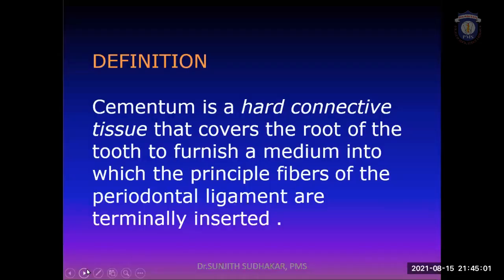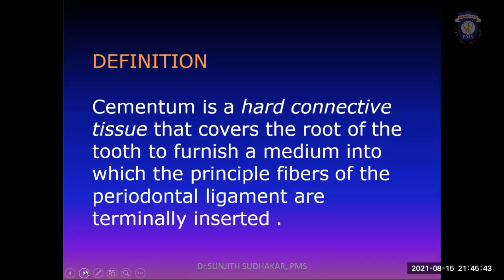So what is Cementum? By definition, Cementum is a hard connective tissue that covers the root of the tooth to furnish a medium into which the principal fibers of the periodontal ligament are terminally inserted. As per the definition, Cementum is a hard connective tissue which covers the root of the tooth. The crown is covered by the enamel, whereas on the root, just above the dentine, the root is covered by the hard connective tissue called Cementum.